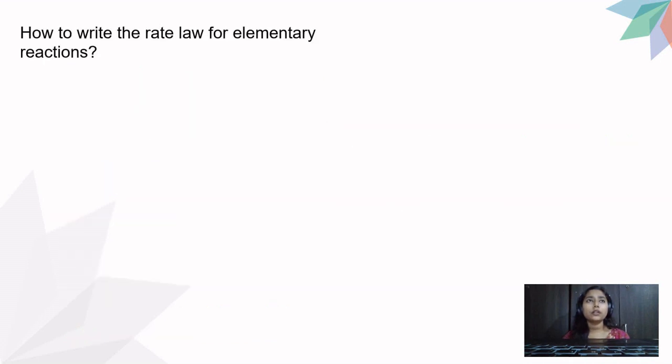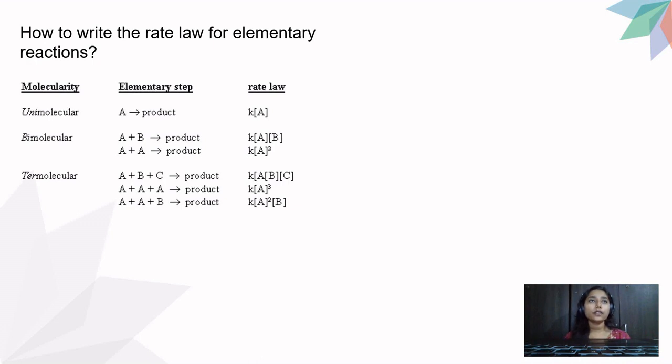Let's move further. If my reaction is a complex reaction and it is happening in a series of elementary steps, how do I write the rate law for those elementary reactions? Let's see this. This is your molecularity, this is your elementary steps, and these are your rate laws. These are only the elementary steps. The overall reaction is not given to you.